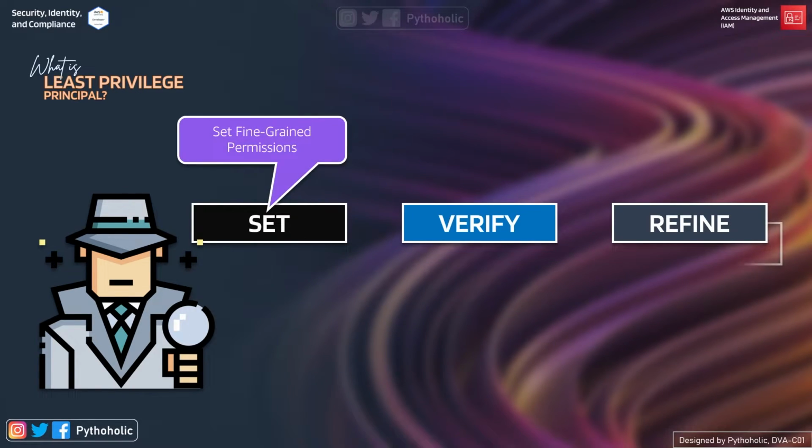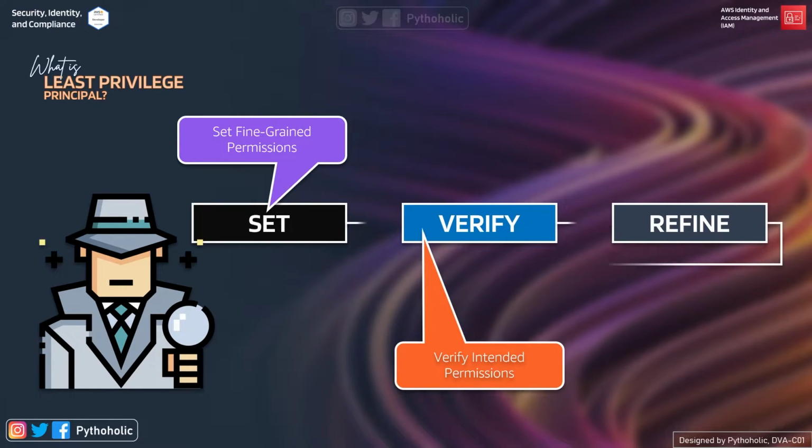First off, we need to set the fine-grained permissions. By using policies and permissions, we grant users and resources the level of access permissions for them to perform the required operations that they are intended to. So in IAM, you write policies and permission data and assign it to the users and roles so that they can perform the operations they need. Second one is verify. Verify intended permissions.